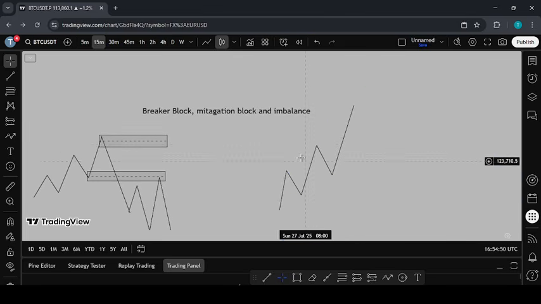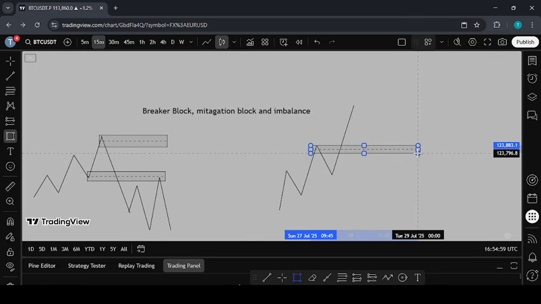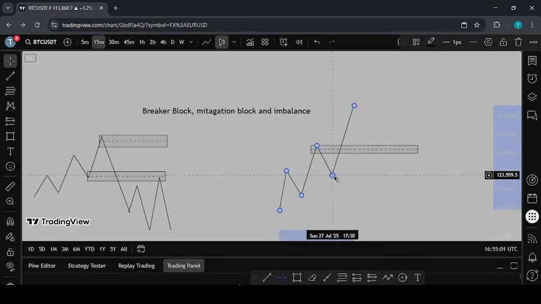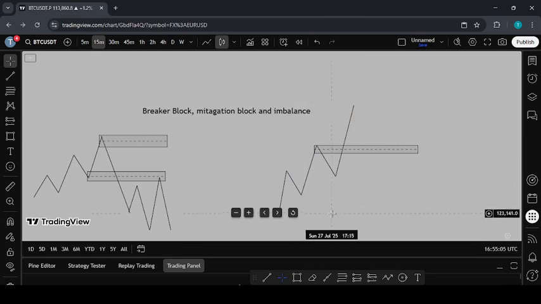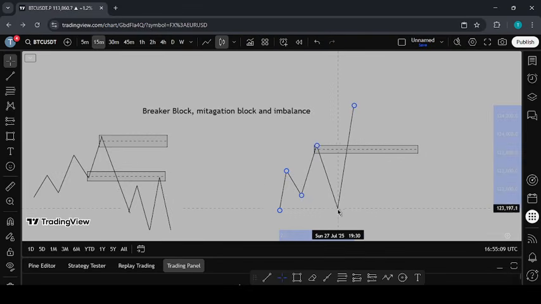Okay, now this is a mitigation block right here. This mitigation block, now, this area that the market took out aggressively is called a mitigation block. Now, this mitigation block did not, if you look at it, change structure. It did not create a break of structure to the downside.